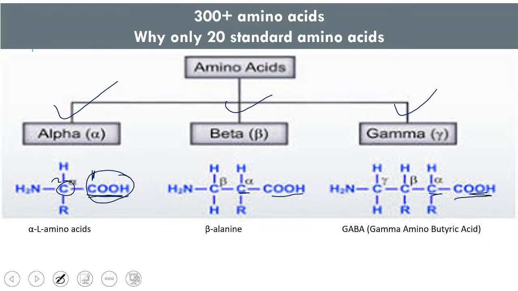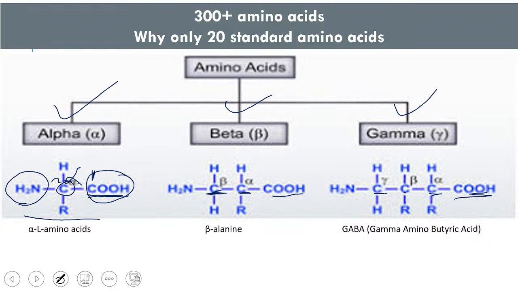Now if an amino group is associated with the alpha carbon, we are going to call it an alpha amino acid. Like in this case, this is my alpha carbon and this amino group is associated with the alpha carbon, so we will call it an alpha amino acid. In this case, this is my alpha carbon and this will be my beta carbon, the second one. So if the amino group is associated with the beta carbon, we will call it a beta amino acid.